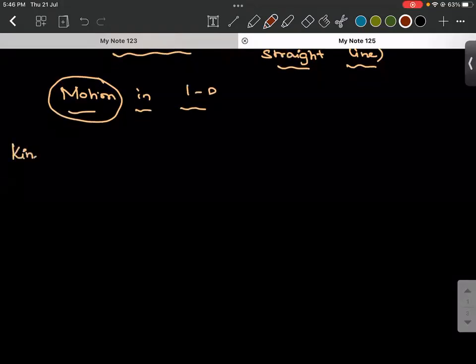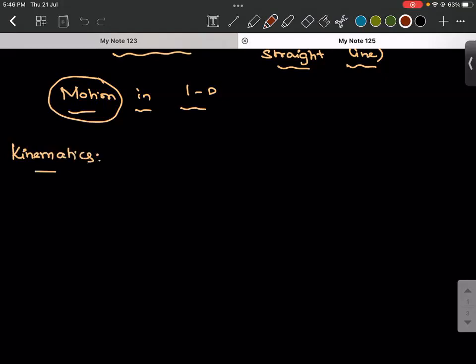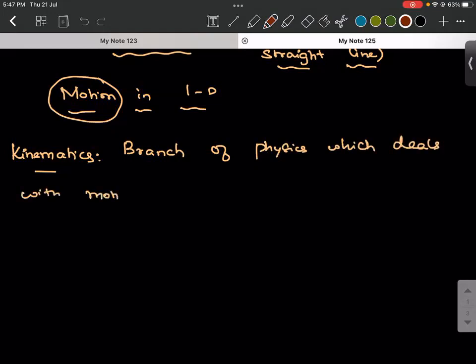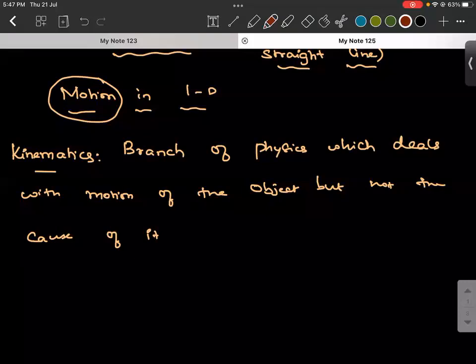But before that, you need to know a branch of physics called kinematics. Have you heard of this anywhere? No. You'll not be concerned about the cause, but only about the motion of the object. So write it down. It is a branch of physics which deals with the motion of an object, but not the cause of it.